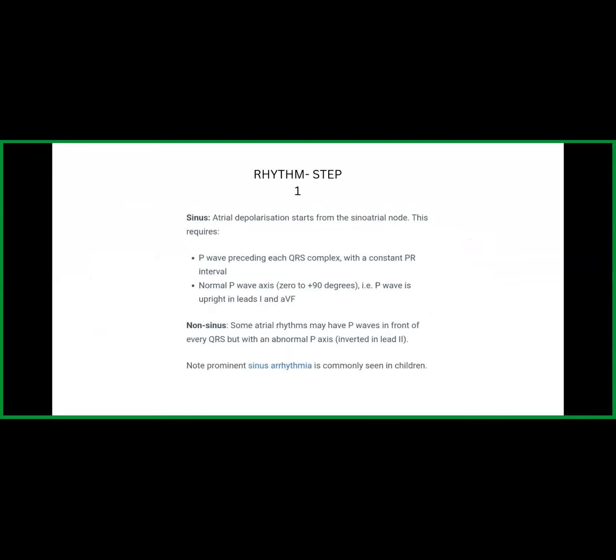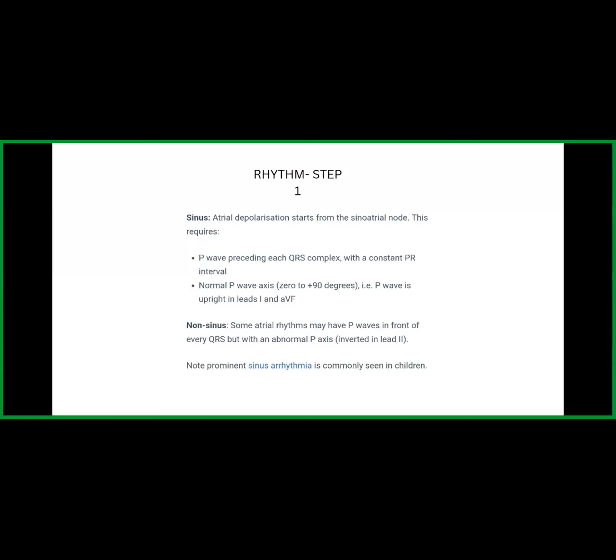Now we will go step by step to learn how to read a pediatric ECG. Before the first step, we need to understand the rhythm. We have to understand that the rhythm in a child starts with atrial depolarization at the SA node. The P wave will precede the QRS complex, and the PR interval will remain constant. Normal P wave axis is 0 to plus 90. The P wave will always be upright in lead V1, lead 1 and lead aVF.